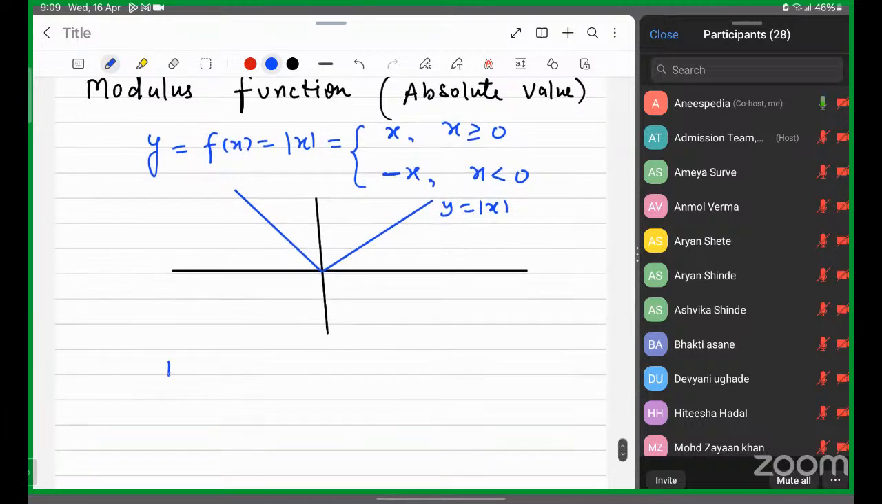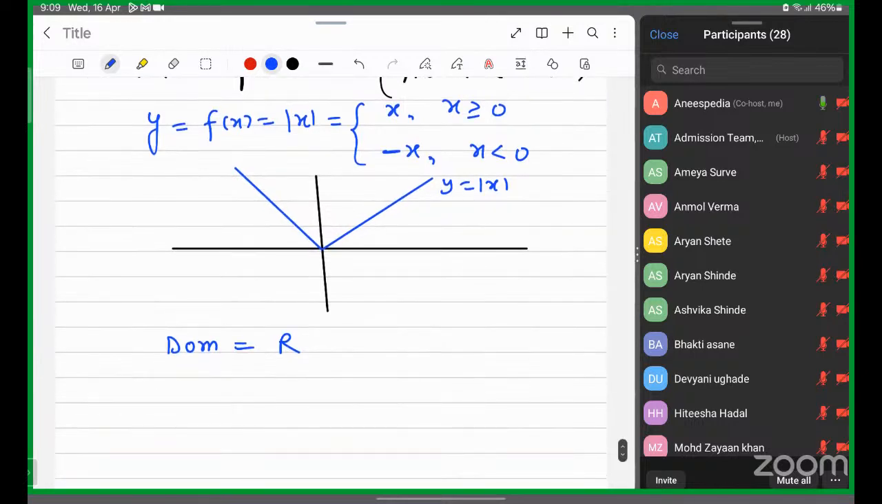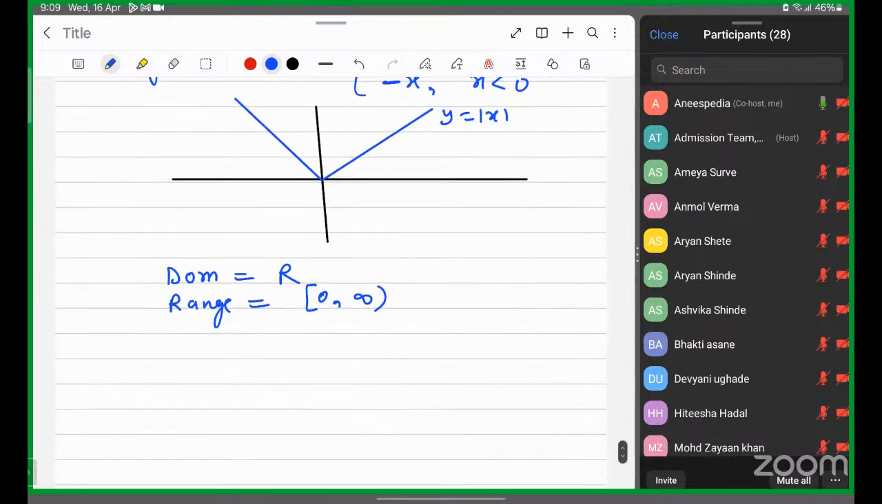From graph, it is clear that its domain will be all possible values of x. That is, it can take any real value, and its range will be 0 to infinity, which means it will give only positive outputs. Either it will give 0 or positive outputs only. So range will be 0 to infinity, that is close bracket 0, open infinity. Understood?